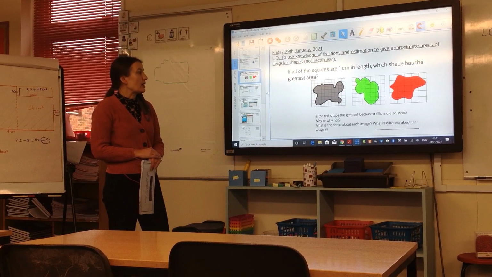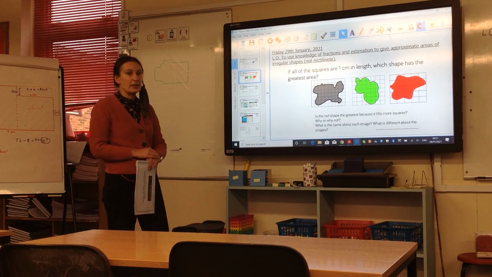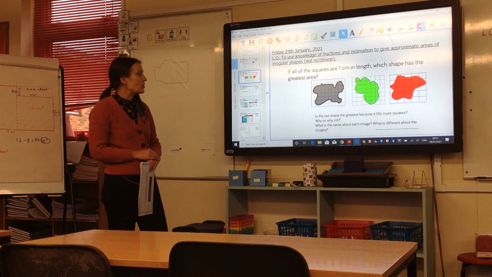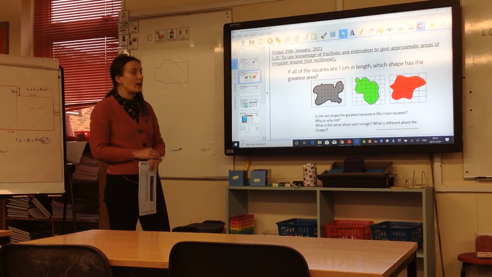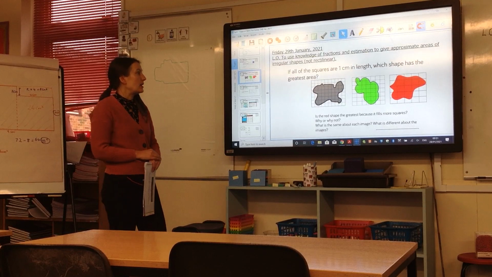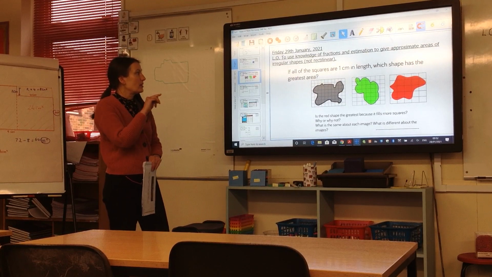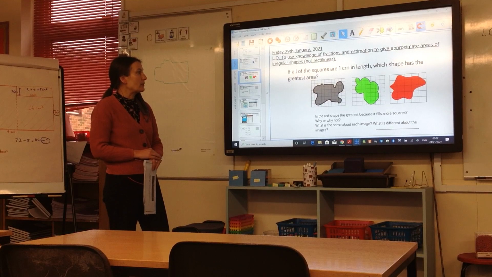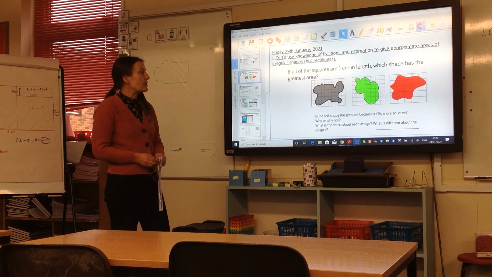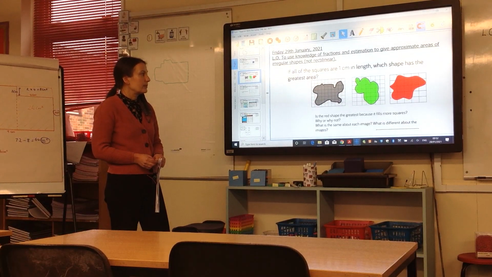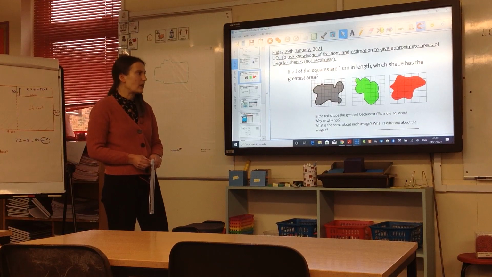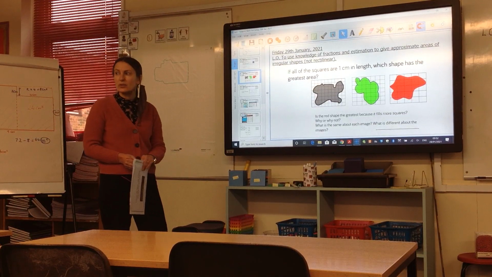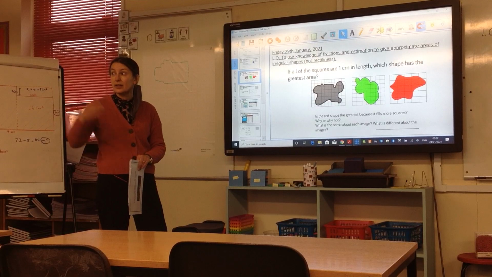We've got 3 different colours. We've got a grey pond, a green pond and a red pond this time. Each square is representing 1 centimetre in length and width, so it's 1 centimetre squared for each one. Which shape has the greatest area? Look closely at this. What do you think?